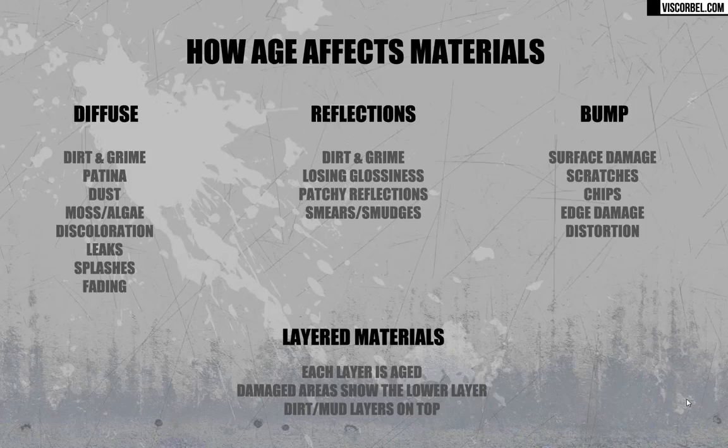Right, so the reflections can get dirtier. There can be some dirt and grime on top of the object that blocks the reflections. And usually objects lose their glossiness with age as well. And they lose their perfect polish and become a bit blurrier in reflections. Okay, so some areas become less reflective, some areas stay the same, so you get this slightly patchy look.